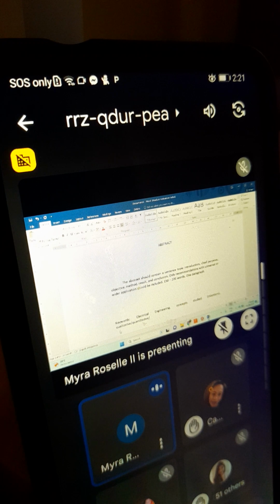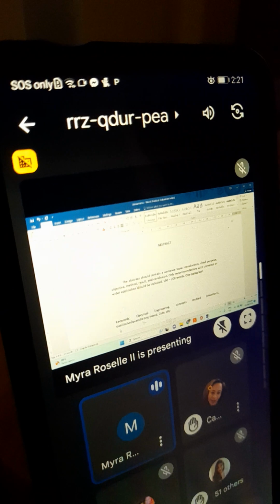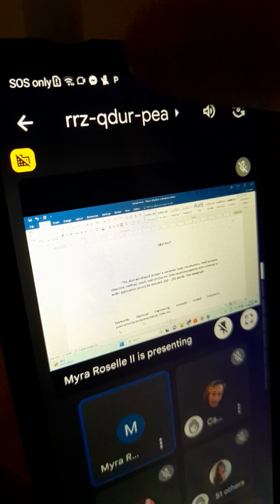Or you can also have mixed. When you say mixed research, you have interviews and you also have a survey. Okay, put there your research design and location. Cebu City. Okay, so you have your abstract already.